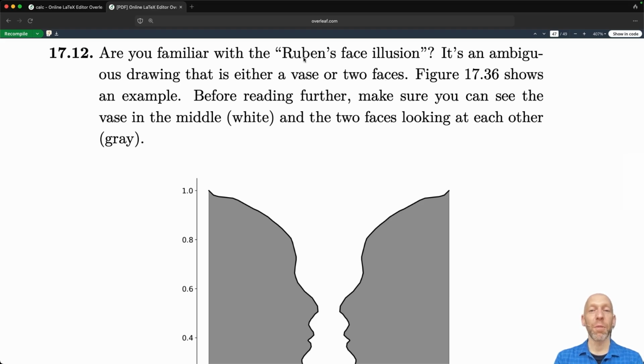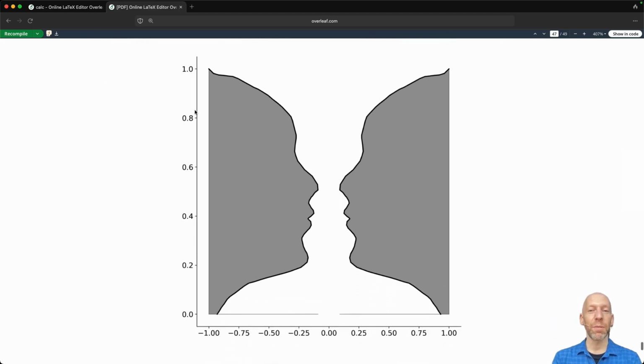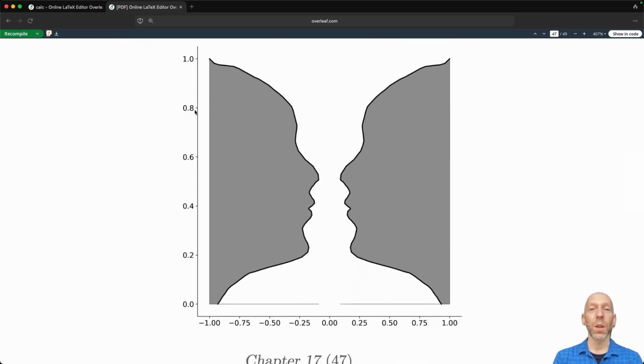Now, you might not be familiar with this term, but I think you are probably familiar with the visual illusion. So when you look at this figure, the question is, what do you see? Do you see two faces facing each other? Here's the nose, here's the lips. They're very close to each other. Or do you see a vase or maybe a cup, an ornamental cup?